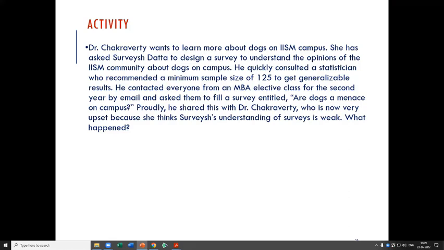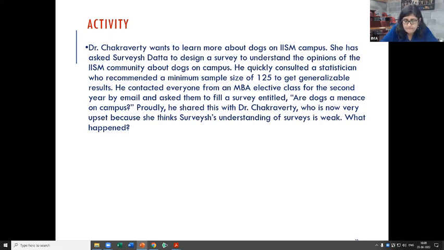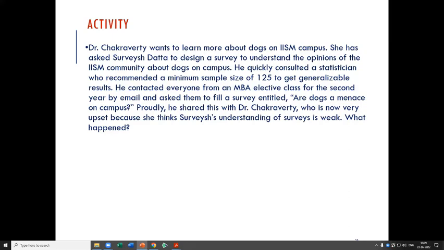It's like they've concluded and they're asking for an opinion. What do you mean? Are dogs a menace on campus? It's more probable that they will say yes. Or no. But it's more highly probable that they would say yes to this question.